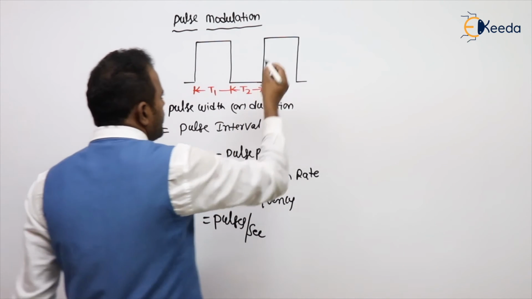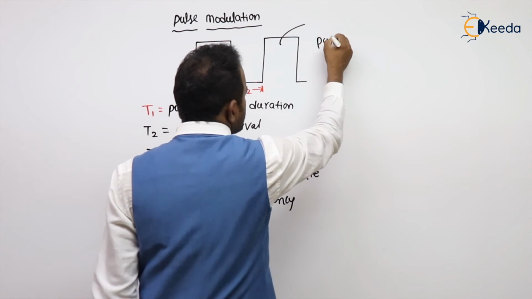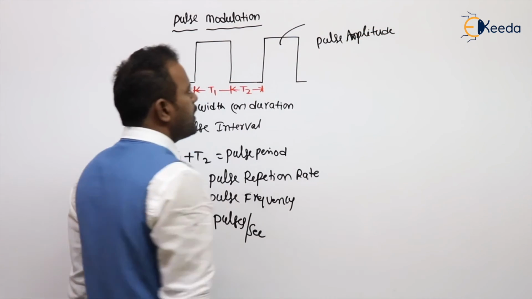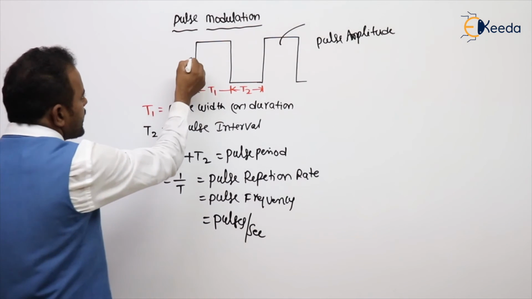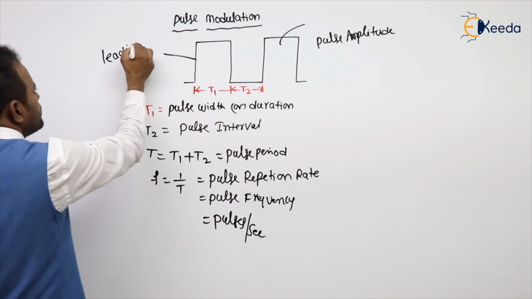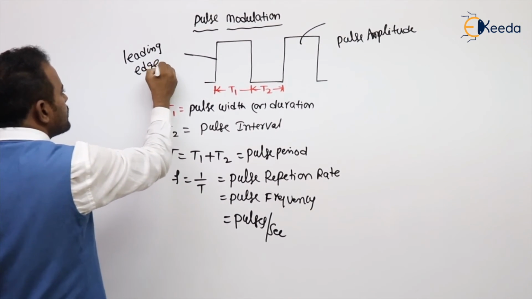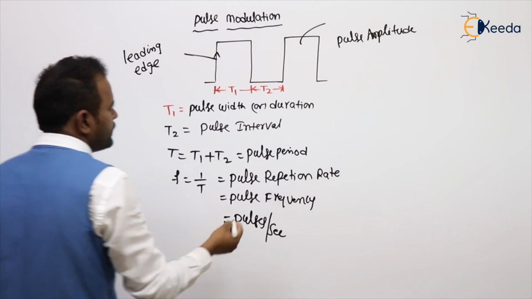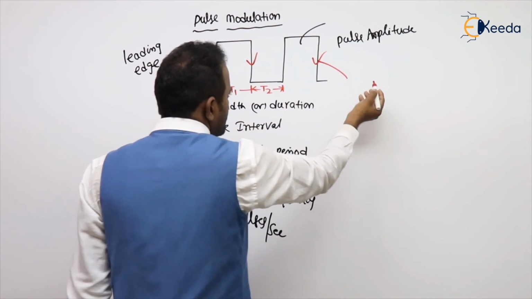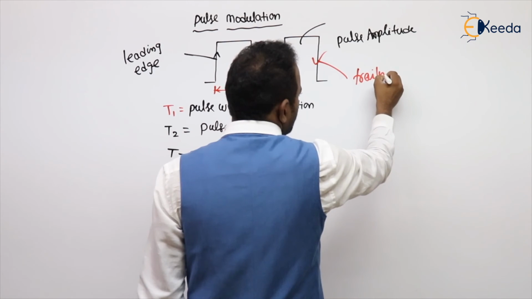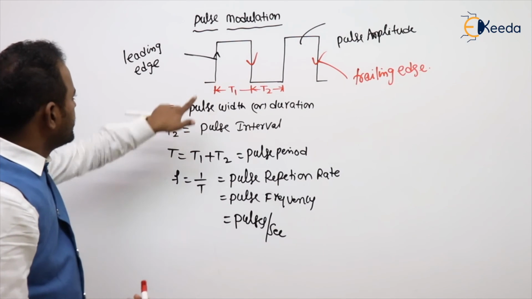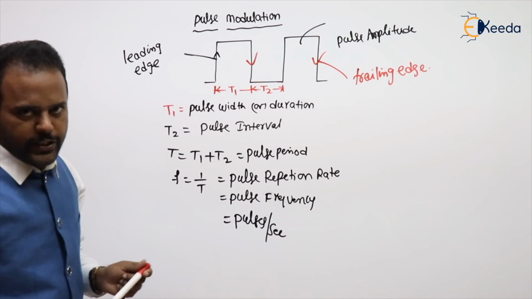Next, coming to here, what is this? That is called pulse amplitude. And this rising edge is called the leading edge. And this falling edge is called the trailing edge. Are you getting it? This is the leading edge, that is the trailing edge. Clear? Next.